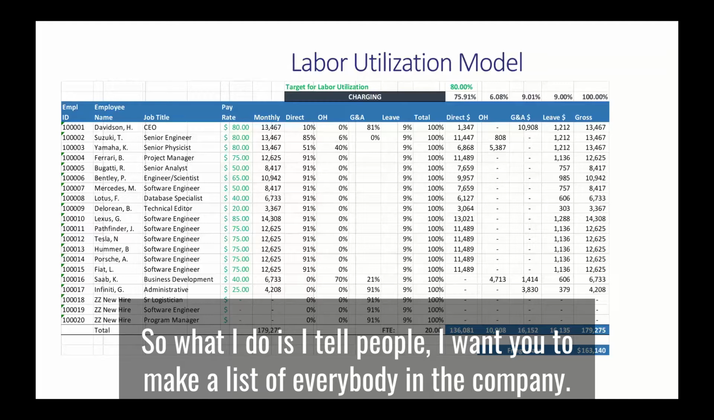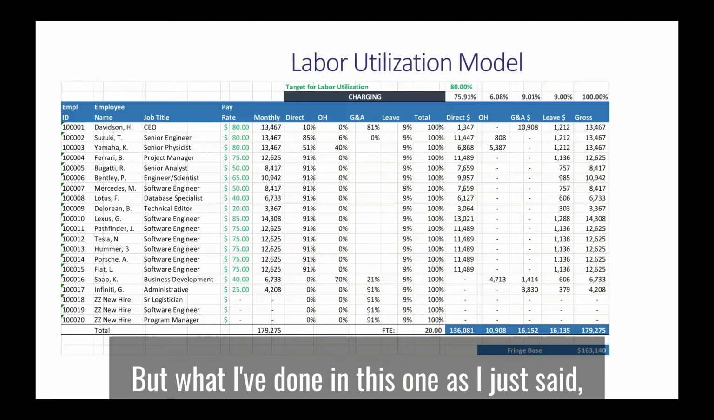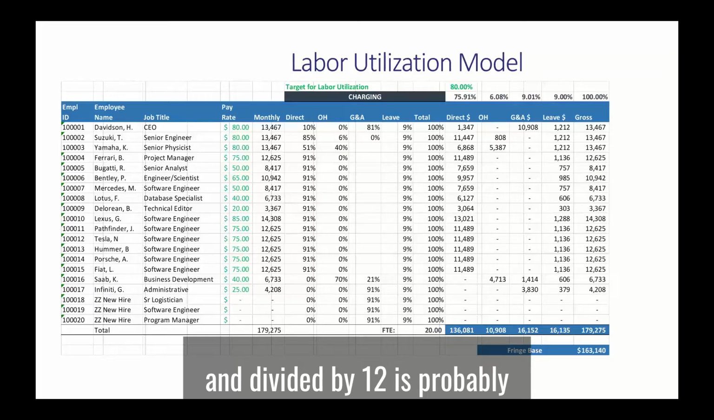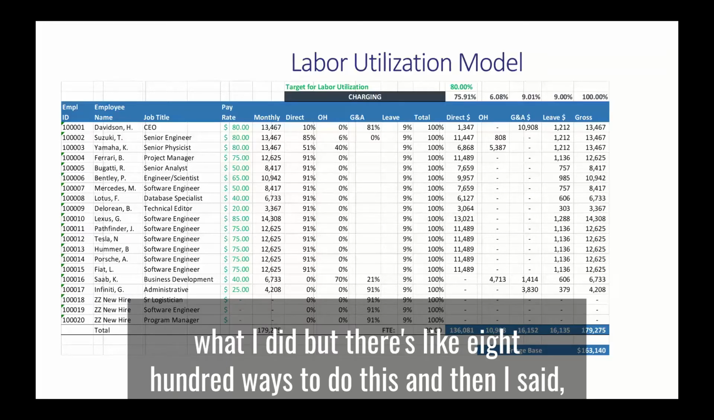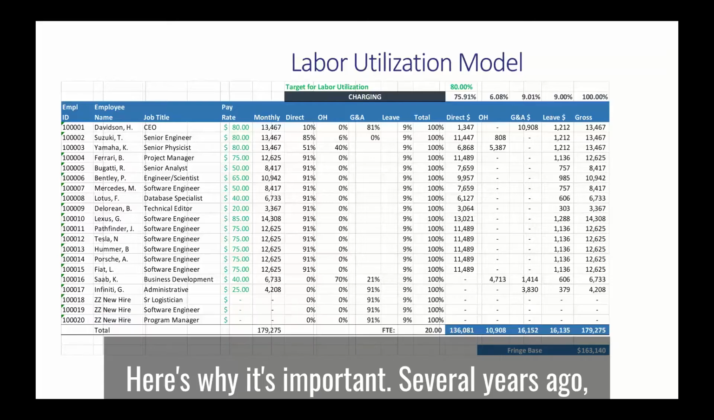So what I do is I tell people, I want you to make a list of everybody in the company. Tell me what their pay rate is. And I might have different versions of it, but what I've done in this one is I just said 80 bucks an hour is so much annually, and divided it by 12 was probably what I did, but there's like 800 ways to do this. And then I said, I want you to identify everybody in this company and what their role is in the company. Here's why it's important.